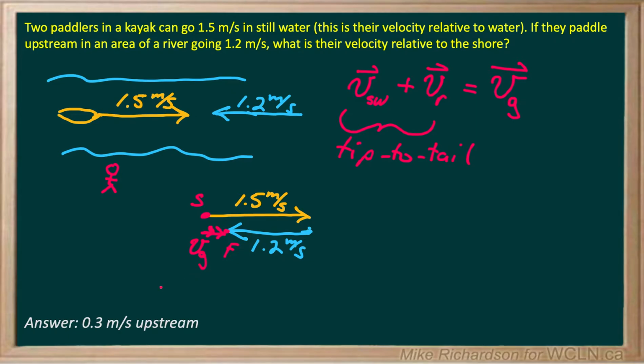And we can see from the picture, it's simply going to be 1.5 minus 1.2 meters per second. So we've got 0.3 meters per second. And you can even see the direction. It's still pointed right. It's still pointed upstream. In other words, the kayakers are winning. They're still able to move upstream because their velocity is faster than the river velocity.